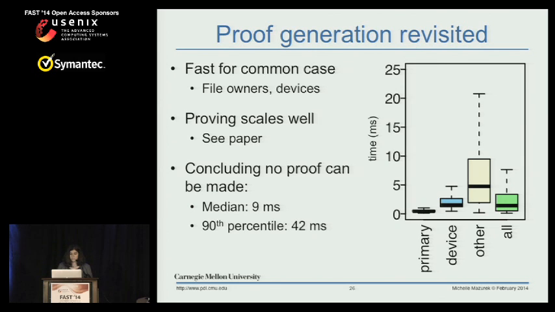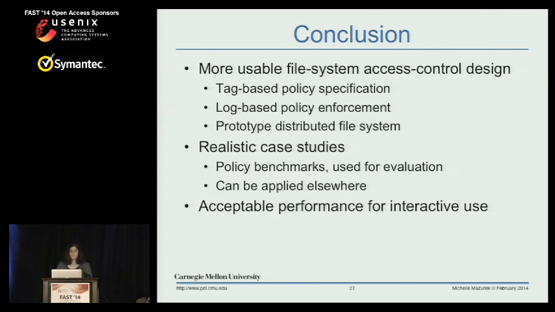So just to sum up, what we've done is develop a more usable design for file system access control. It rests on top of tag-based policy specification, as well as logic-based policy enforcement. And based on this design, we've generated a prototype distributed file system that implements these principles. To evaluate this system, we've developed a set of realistic case studies that include policy benchmarks and detailed file access traces that can be used for evaluation and potentially be applied to other systems in this space.